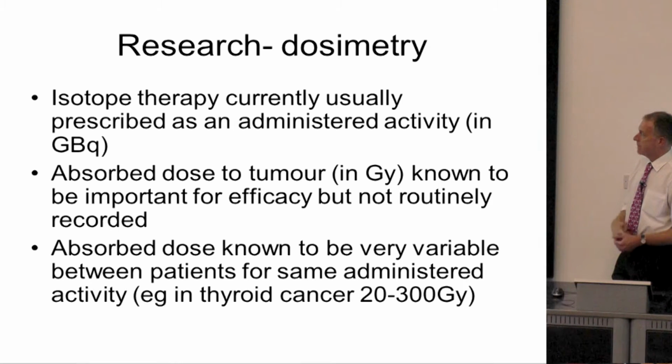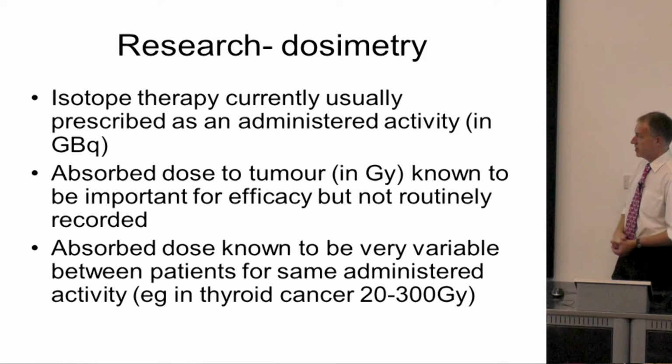But in molecular radiotherapy, we know the absorbed dose is very variable because it depends on exactly how much of the isotope is taken up by the tumour in an individual patient. So you can give the same activity to two different patients, and the absorbed dose in the tumour can be vastly different by a factor of 100, depending on how much is actually taken up by the tumour. And at the moment, we don't really have a way of recording the absorbed dose, which is ridiculous, really, because that's likely to be the important measure of efficacy.